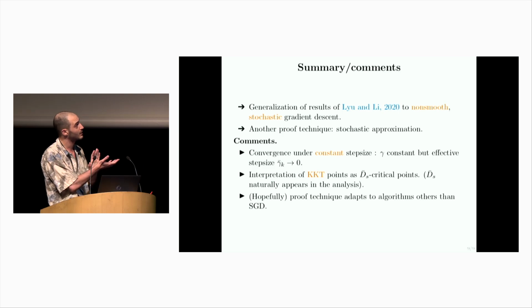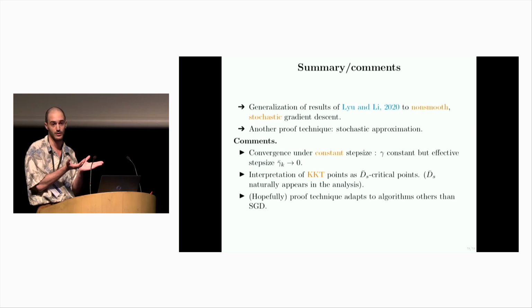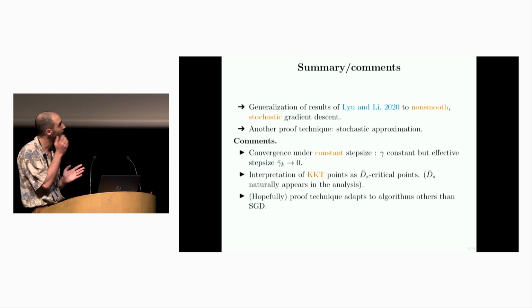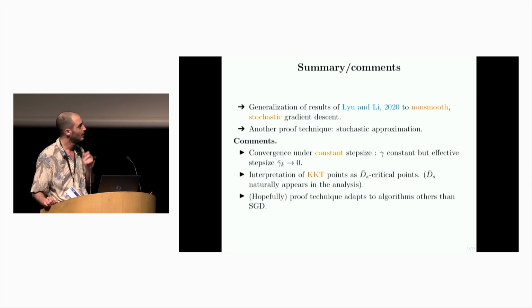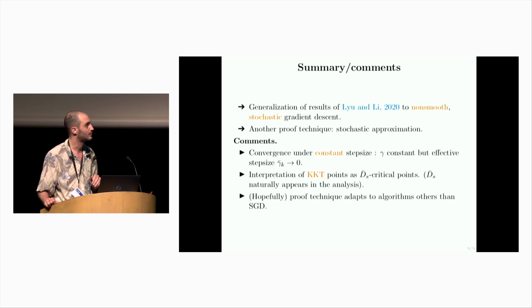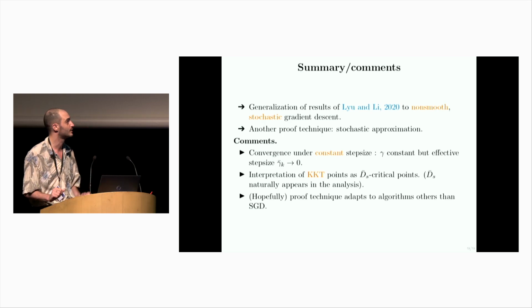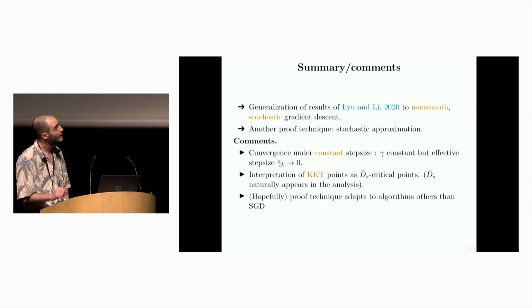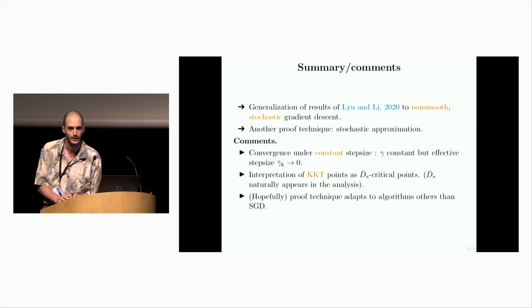We have another interpretation of KKT points as critical points of some conservative fields. It's nice that it naturally appears in the analysis, because conservative fields were introduced to explain automatic backpropagation, but here it has nothing to do with automatic backpropagation. And I think the proof technique is quite general. Hopefully, we didn't check, but I think it adapts to algorithms other than HGT, because you just need to look at the dynamic, look at the flow, and hope that everything works. And thank you.